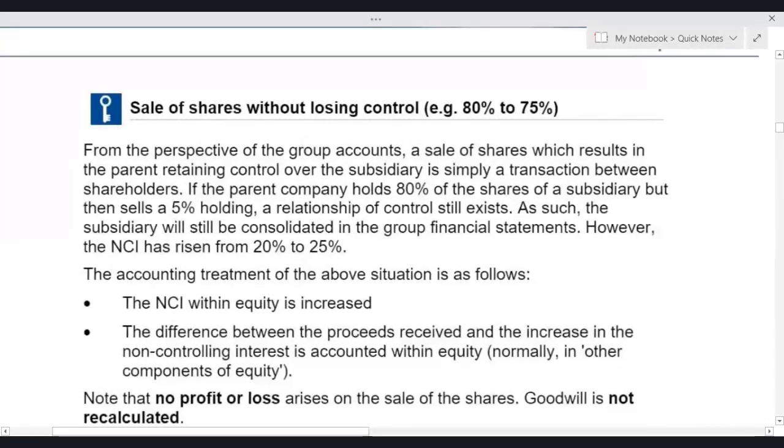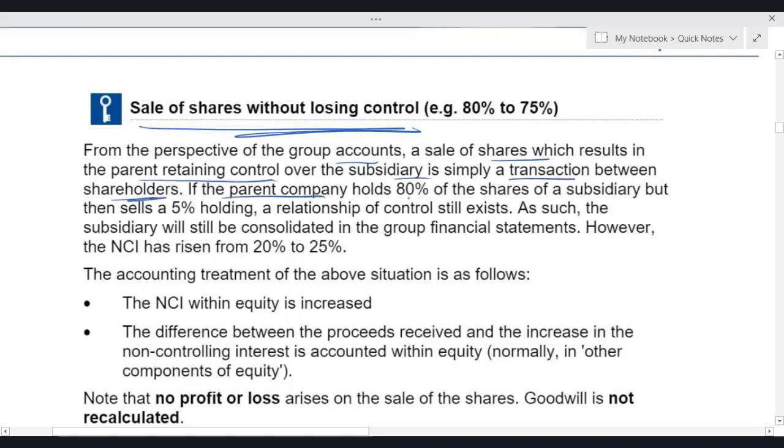Look at this: sale of shares without losing control. Very important point. Can I say, if a subsidiary remains a subsidiary, whatever the gain or loss comes, that will go to OC, other component of equity? That will directly go to equity. It cannot be shown in OCI. From the perspective of the group accounts, a sale of shares which results in a parent retaining control over the subsidiary is simply a transaction between shareholders.